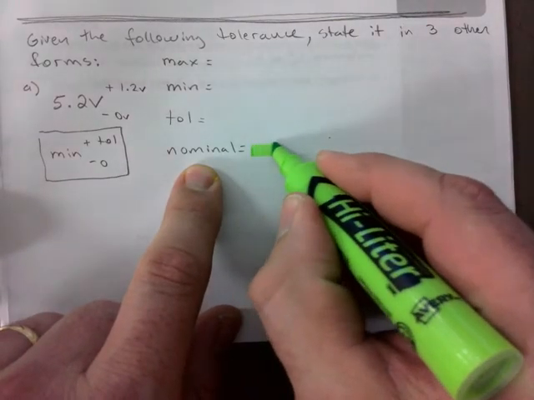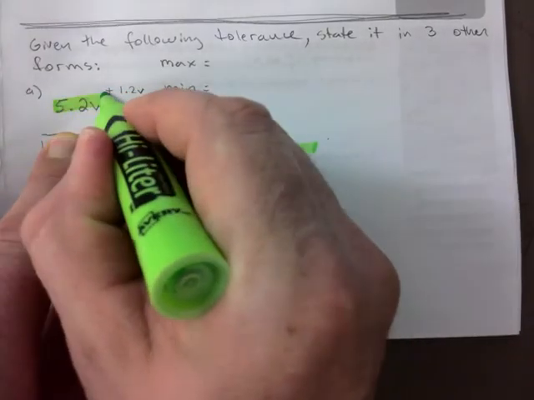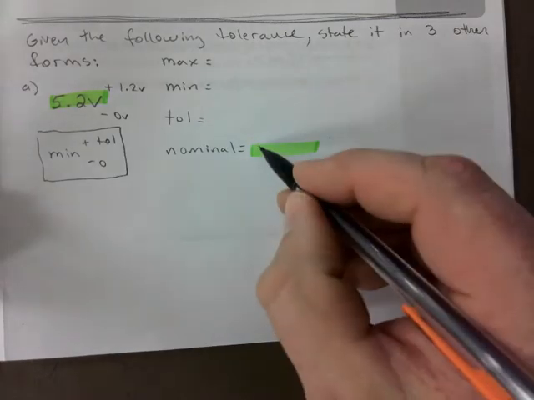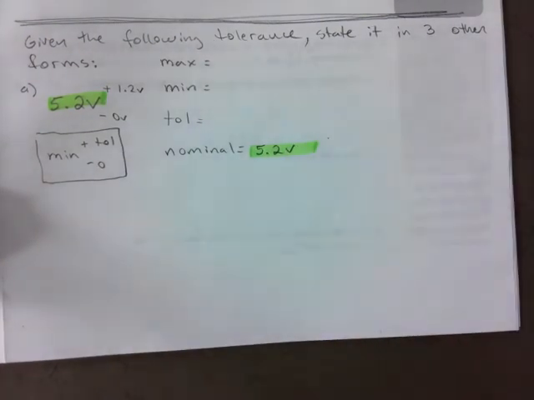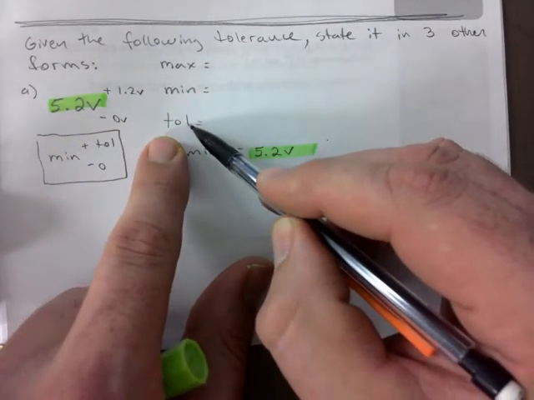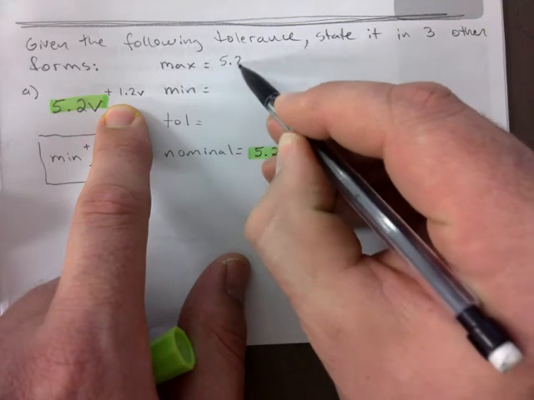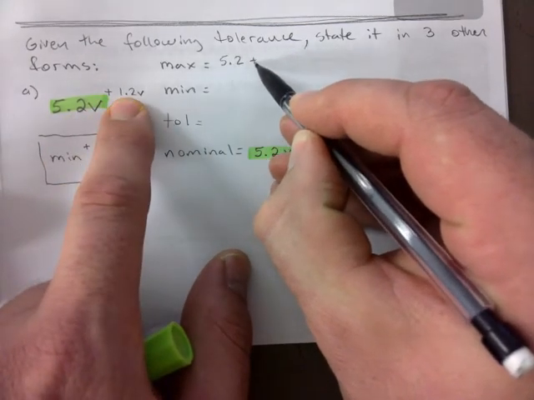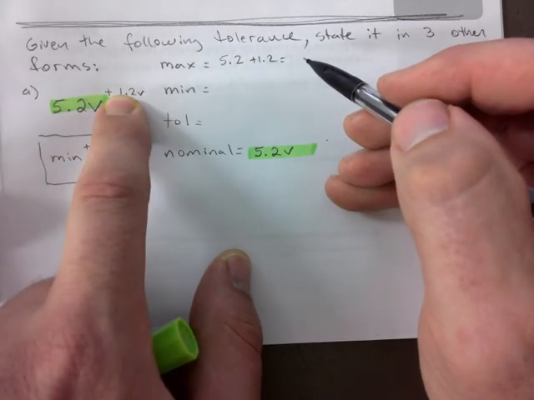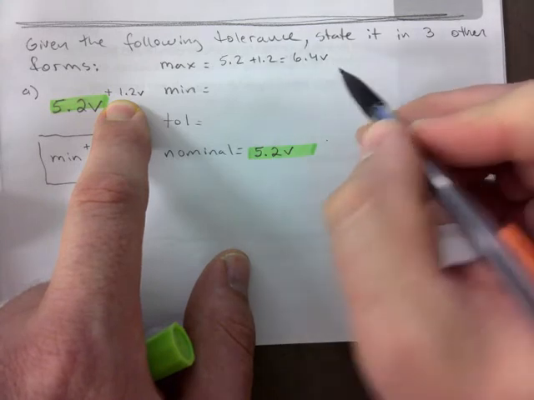So the first one is the nominal. In this particular case, it is the big number up front. That one right there. So fill that in. Nothing to it, right? The other one, I would like you to do the max and min first before you do your tolerance, just because of that oddball there. So to get your max, you go 5.2, this one, plus 1.2. That's how you get your max. You add, if there's anything to add, you do it. So it's 6.4 volts.